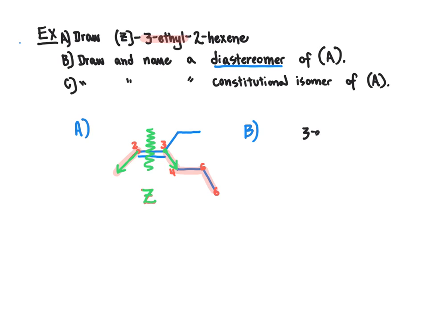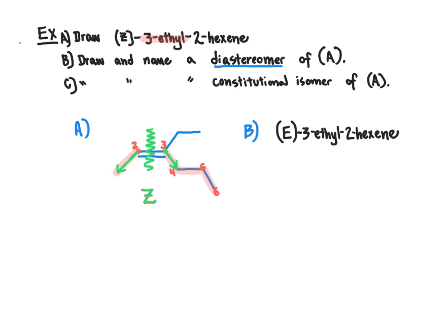So to get that out of the way, I'm going to write 3-ethyl-2-hexene. And then what we're going to change about the prefix here is just what designates stereochemistry. We only had one position that had stereochemistry in this molecule, and that was our Z stereocenter. So we're going to refer to this instead as the E stereocenter in order to make this a diastereomer of what we saw in part A.